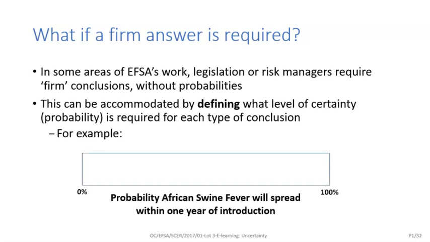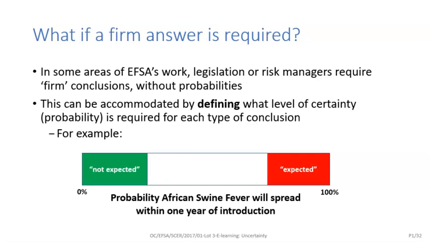For example, if a firm conclusion had been required in the swine fever opinion, the assessors could have defined an upper level of probability that would justify reporting spread is expected, and a low level of probability that would justify reporting spread is not expected, with intermediate probabilities being reported as inconclusive.